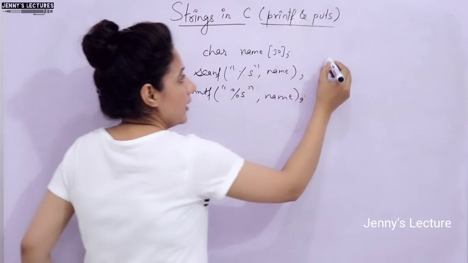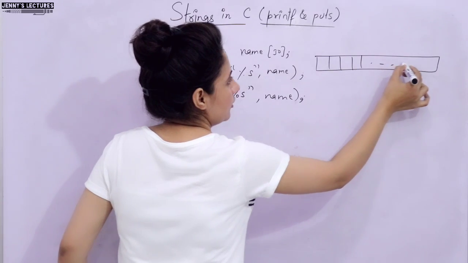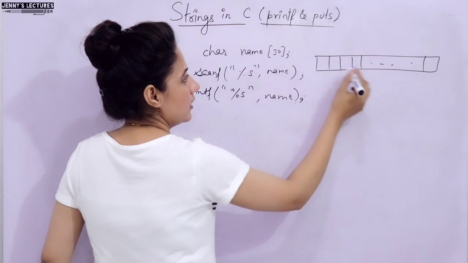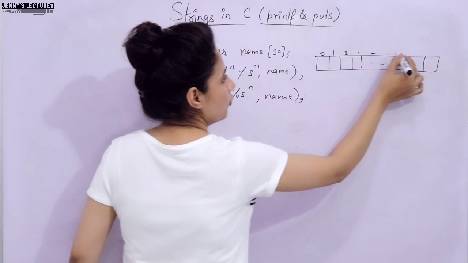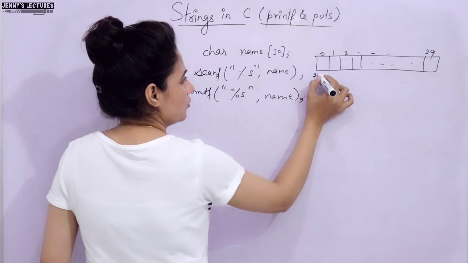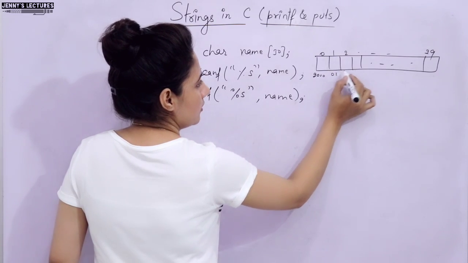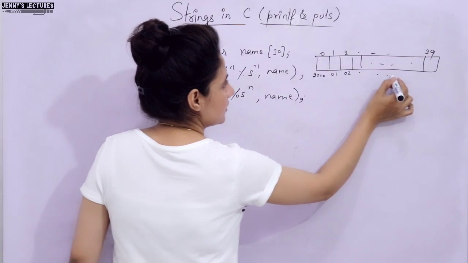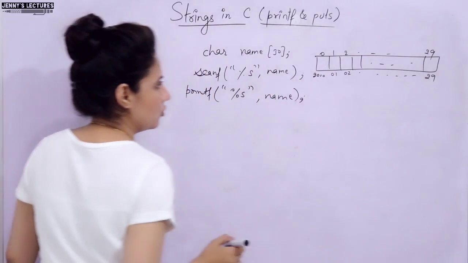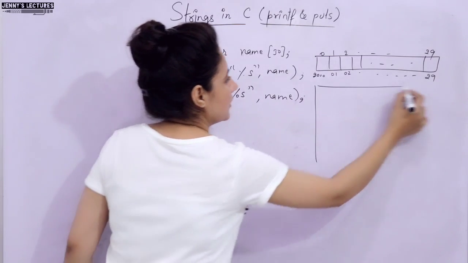So just print that string, %s and the name of the string, like name, that acts as a pointer to the string. So here memory has been allocated to this string, up to 30, the index would be 0, 1, 2 up to 29, so 30 bytes would have been allocated. Suppose the address of the first byte is 2000, then 2001, 2002, like this up to 2029.